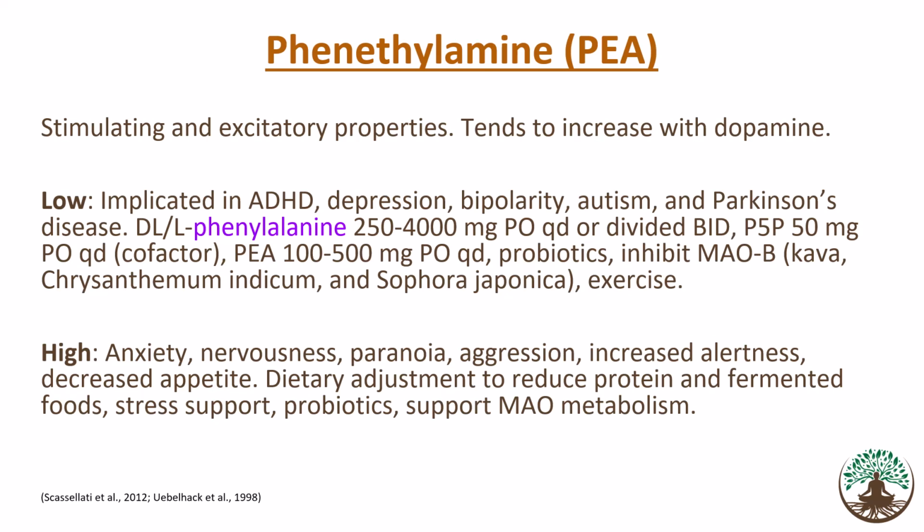For a high PEA, which is associated with anxiety, nervousness, paranoia, aggression, increased alertness, and decreased appetite, consider dietary adjustment to reduce protein and fermented foods, stress support, probiotics, and support for MAO metabolism. This brings us to the end of the neurotransmitter evaluation. Now let's turn our attention to the final section, further investigation.